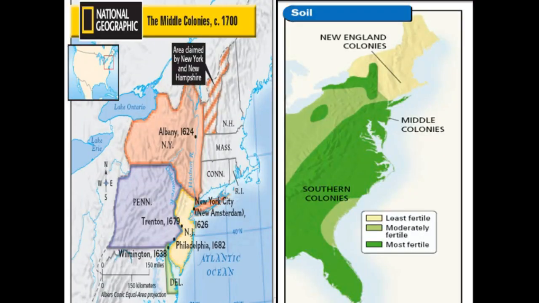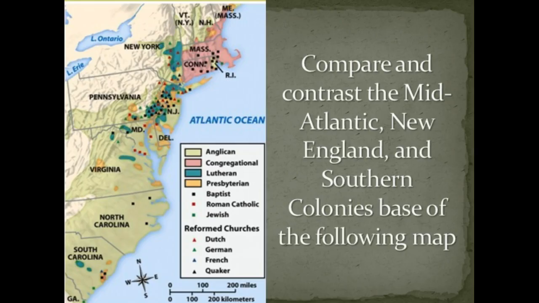And the last set of colonies we're going to talk about are the middle colonies. These colonies are New York, Pennsylvania, New Jersey, and Delaware. And as you see, in the middle colonies there's a blend of fertile soil and least fertile soil. So there's going to be a blend of economic development. Compare and contrast the Middle Atlantic colonies, New England colonies, and the Southern colonies based on the following map.